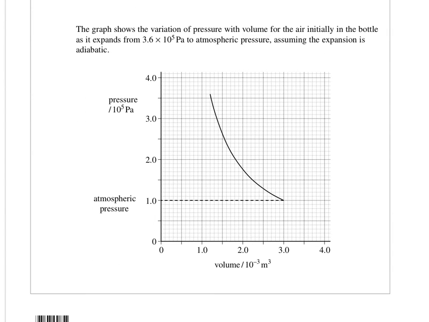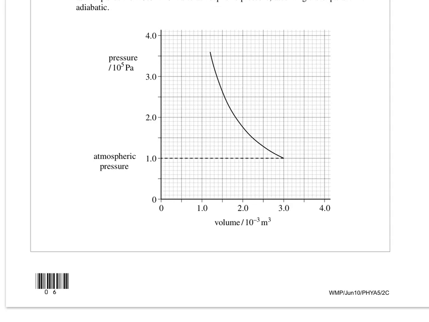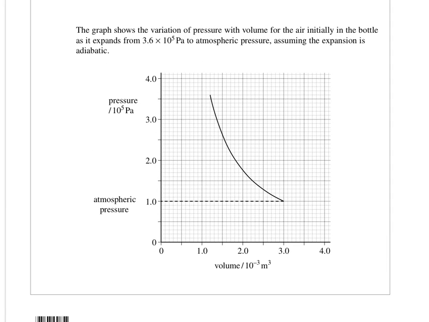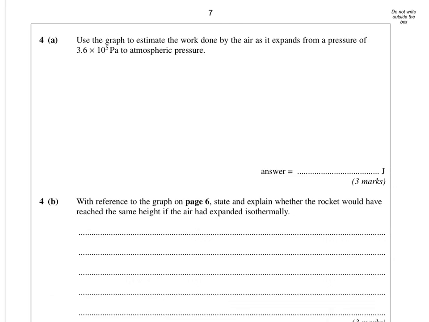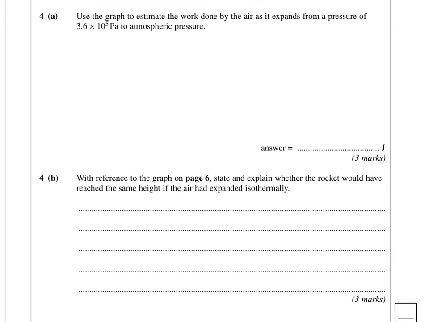The graph shows how the variation of pressure with volume for the air initially in the bottle as it expands from 3.6 to atmospheric pressure, assuming the expansion is adiabatic. Got it. Okay, so I'm just going to put this graph up on my computer because I can't see 2 pages at once. Okay, use the graph to estimate the work done by the air as it expands from a pressure of 3.6 to the atmospheric pressure.